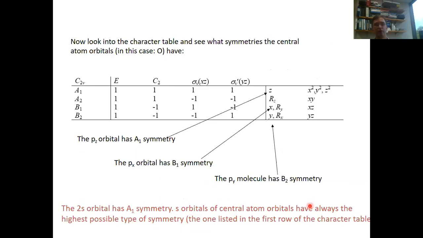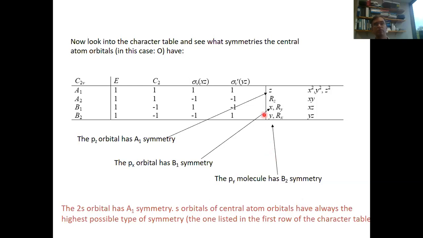So now next we need to look at our central atom orbitals. So we said that the central atom orbitals of the oxygen are the 2s and the 2p orbitals. So we can find their symmetry types very easily directly from the character table. Okay. So the 2pz orbital, as the name says, is a linear function of z.